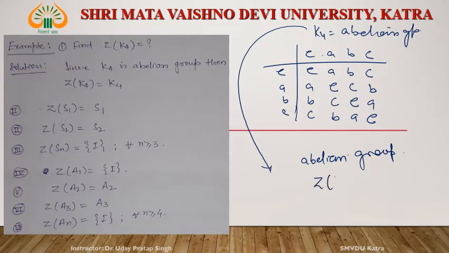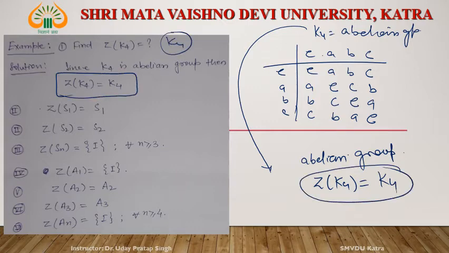Then what is its center? If this is an abelian group, then its center is the whole group. Z of K4 is equal to K4. Right? Similarly, what is Z of S1? S1 contains only the identity permutation. Then Z of S1 is S1.